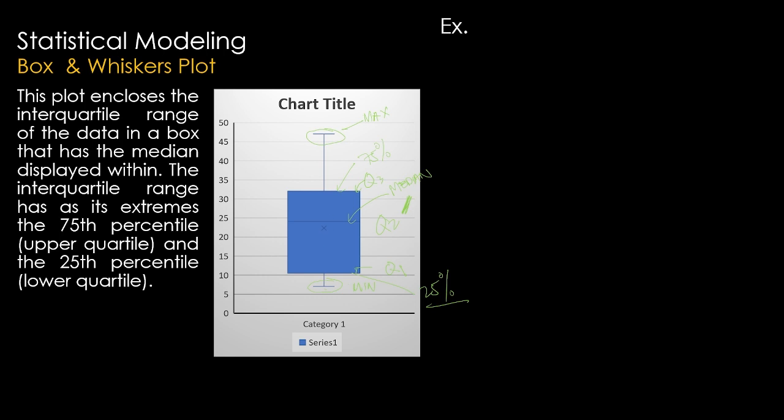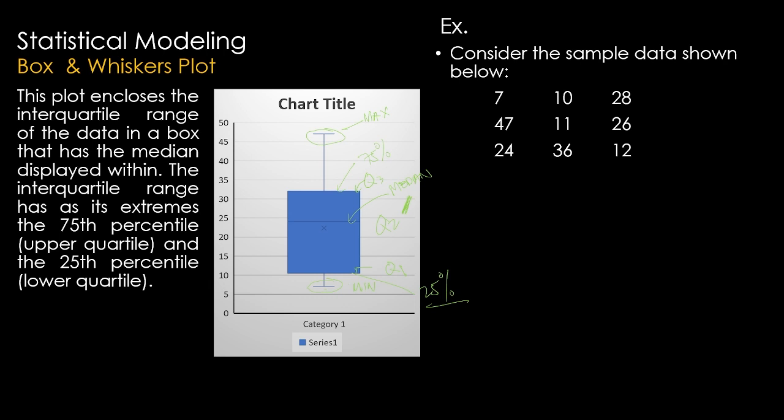Okay, so let's do an example. Consider the sample data shown below. We have 7, 10, 28, 47, 11, 26, 24, 26, 12. We need to make a box and whiskers plot using this data right here. Okay, so what should we do? What's the first thing we should do? First, we should arrange our data into an ascending order. Okay, let's try to arrange our data into an ascending order.